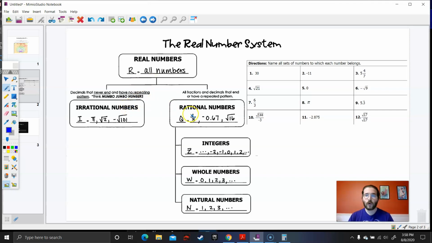Irrational or rational. Some examples of irrational numbers: these are decimals that never end and have no repeating pattern. Examples are pi, square root of 2, negative square root of 101. Those are some of those.